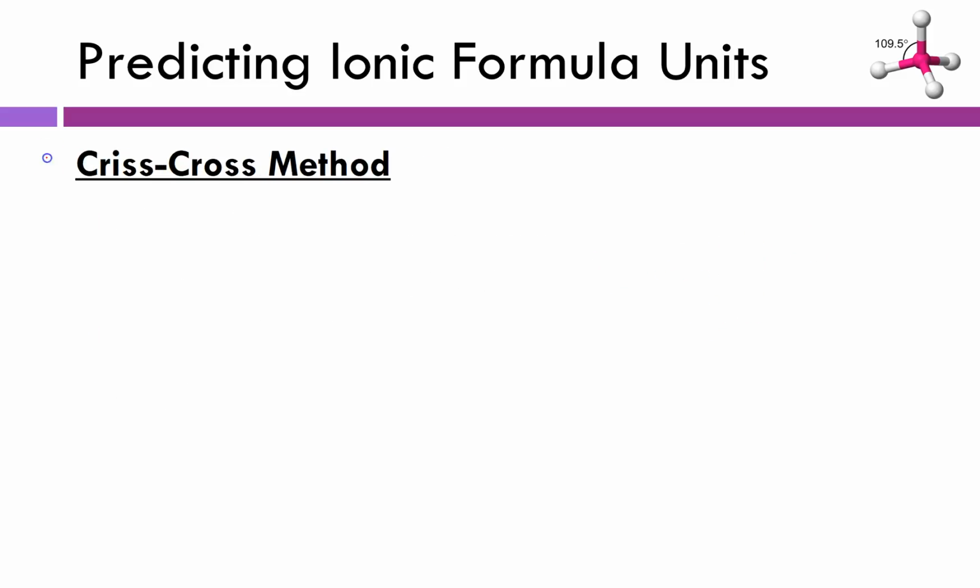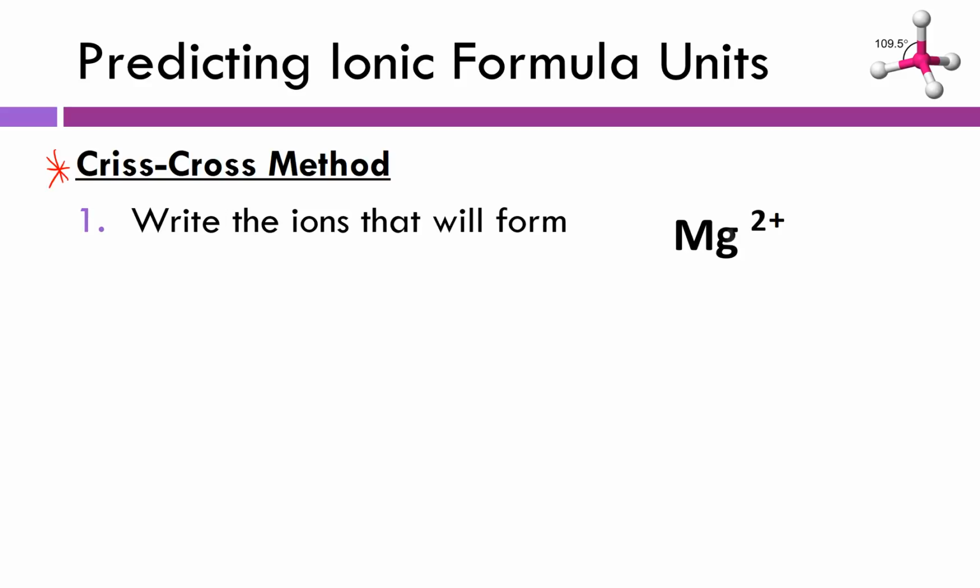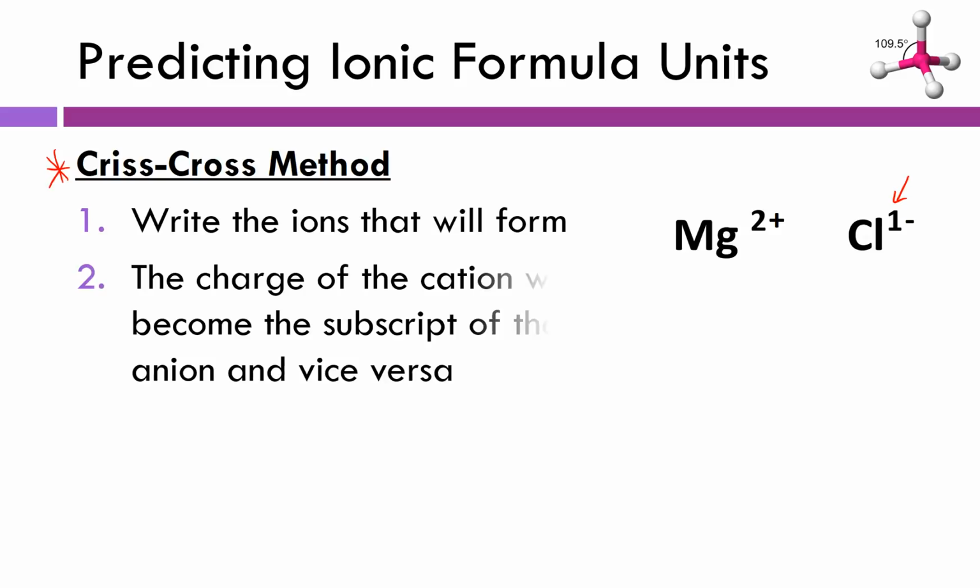This is the method that I tend to use most frequently, the crisscross method. First thing you do is write out the ions that will form. We've already talked about this. We know we're going to have Mg2+ ions and Cl1- ions. Usually you don't write the 1 when you're showing the charge of an ion, whether it's +1 or -1, but for the purpose of this part of the lesson, I'm going to draw it in there.